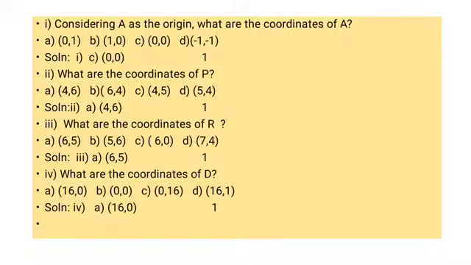What are the coordinates of P? Answer is A, 4, 6. What are the coordinates of R? Answer is 6, 5. That is A. What are the coordinates of D? Answer is 16, 0.